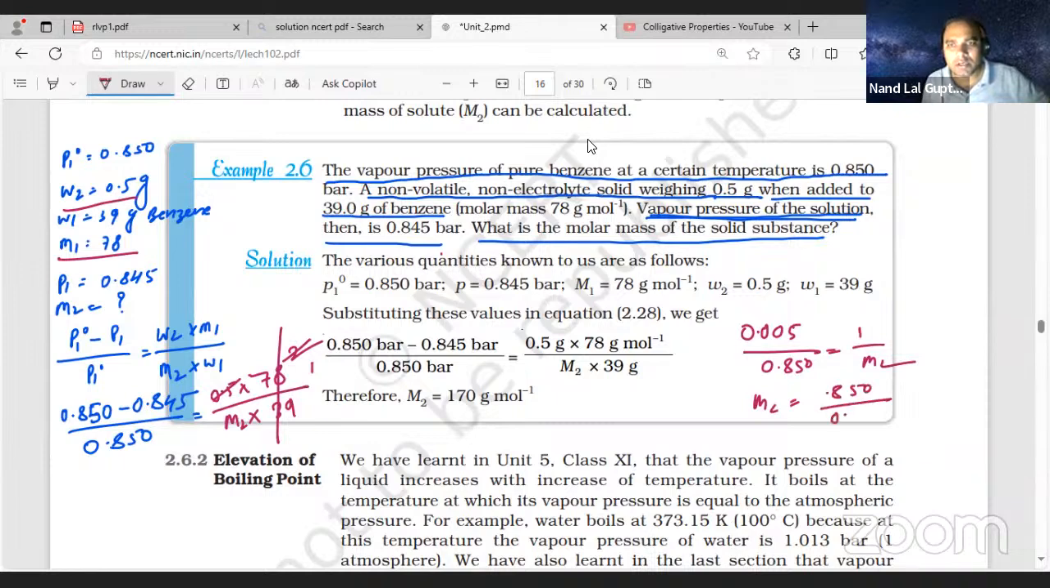0.850 upon 0.005. So that means 850 upon 5. So what is going to happen? 5 1s are 5, 5 7s are 35, so 170 gram per mole. Or you can write 170 u. Can you understand this one?